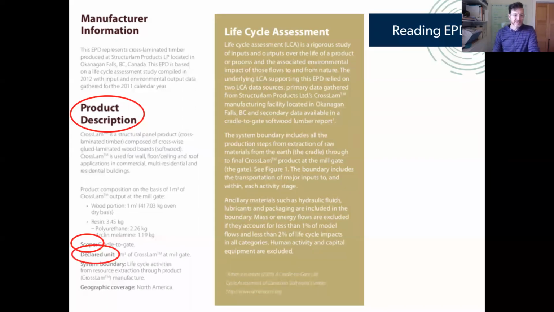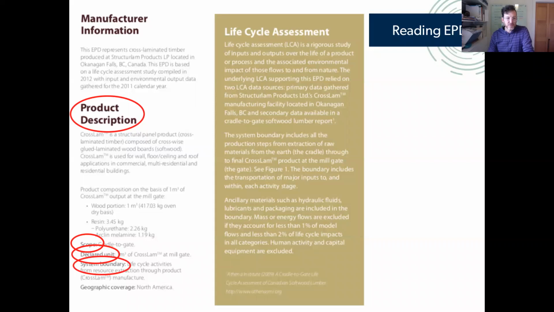Really important is this declared unit. Here they're saying that all the figures they're giving, all the results in all the categories, are for 1 cubic meter of CLT. Now, obviously, you don't build CLTs with 1 cubic meter blocks. So this is where the math that we'll look at later comes in: you're going to have to figure out how much CLT might go into your building and how to convert that to cubic meters so that you can use the data from the EPD.